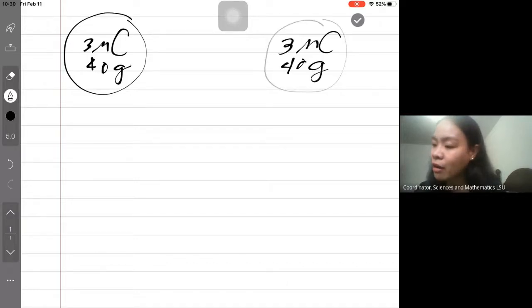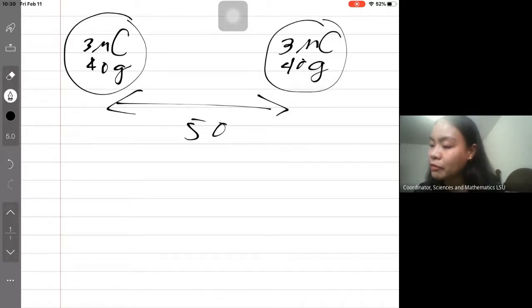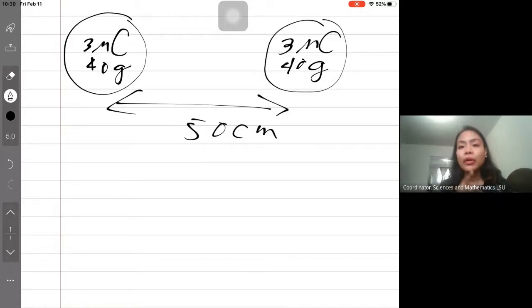And they are 50 centimeters apart from each other. Now you are going to compare the gravitational force between the two masses and the electric force. I will not be giving you the computation for gravitational force because you have that again in your senior high. What I will be giving to you is the computation for the electric force.